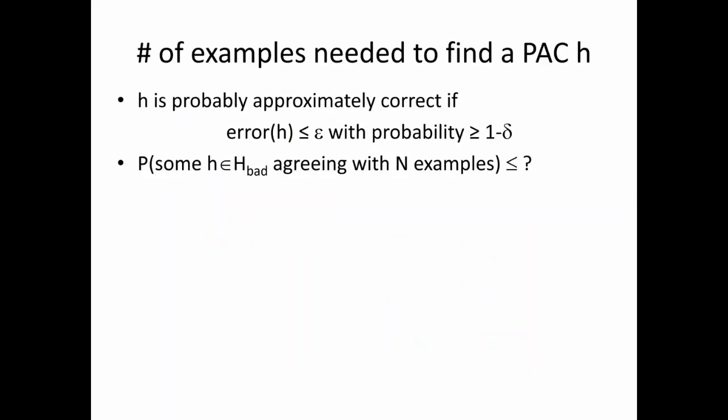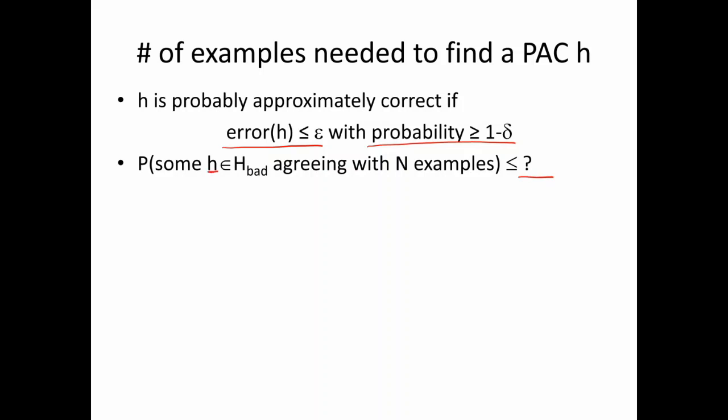The question that PAC learning can answer is, what is the number of examples that we need to find a PAC H? So to be sure that our model is probably approximately correct, how many data points do we need? Again, the more data points we have, the more sure we are. But is there any specific number? H is PAC if the error is less than epsilon with probability greater than 1 minus delta. So then, what is the probability of some bad hypothesis correctly labeling n examples by chance? Is there some upper bound on this probability?